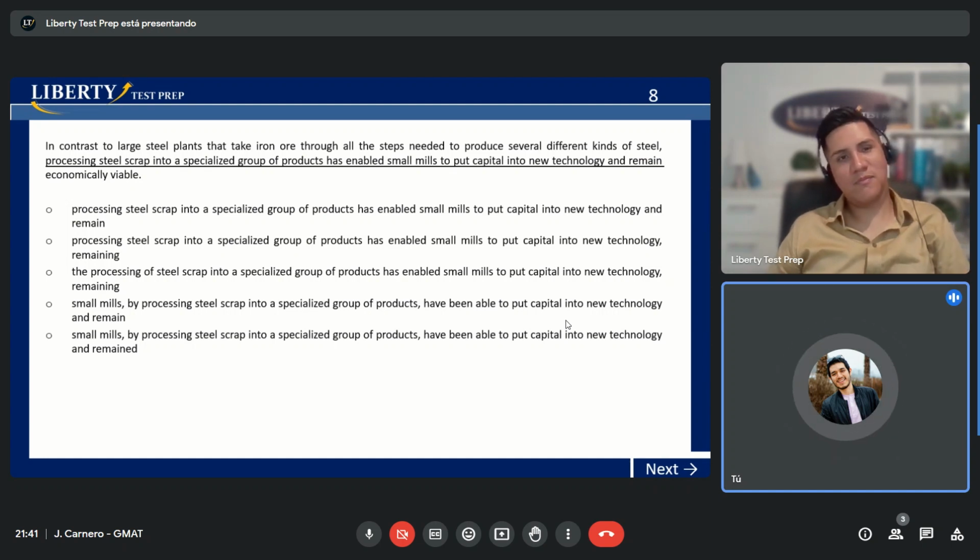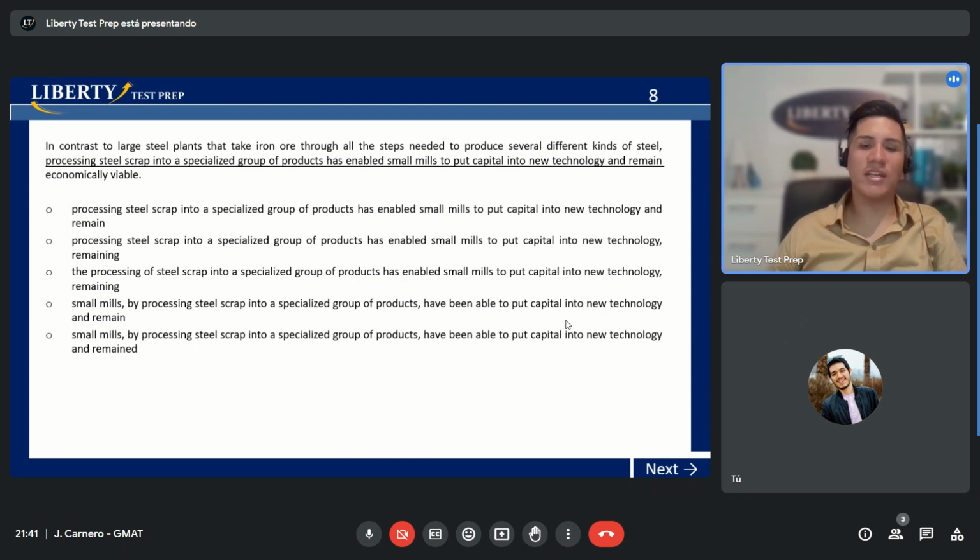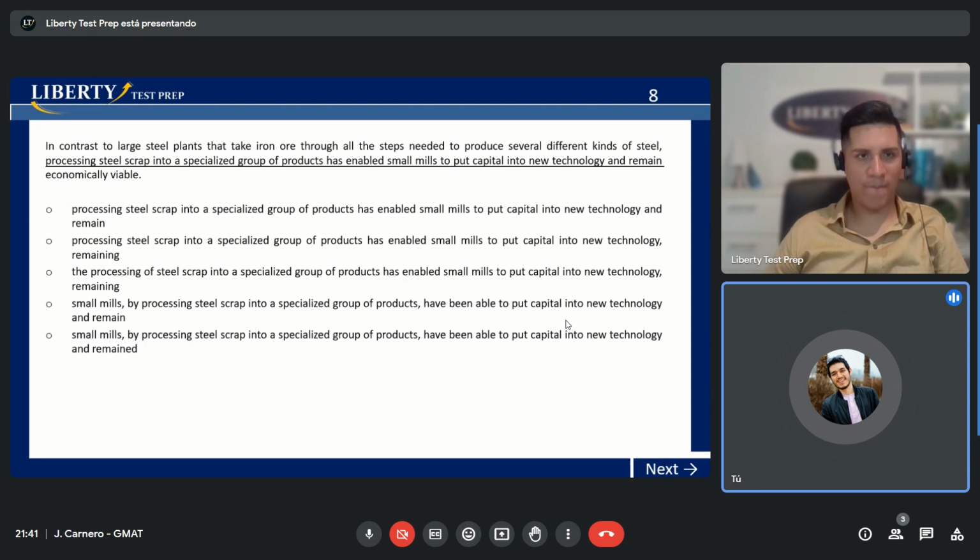So we have in contrast to, similar to, as, or like. Okay, so we're comparing nouns here. So we have large steel plants. So the plants, I think that we cannot compare the plants with the first three ones.